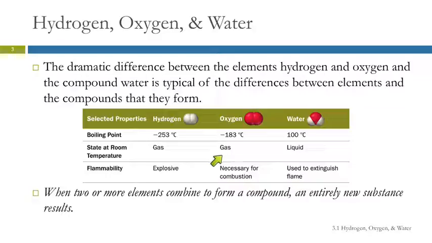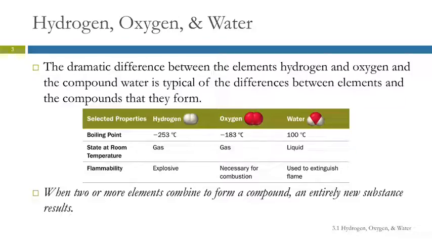Oxygen, also a gas at room temperature, is necessary for combustion. Nothing can burn if you don't have oxygen present. So a mixture of these 2 gases is highly flammable and dangerous. But when we combine them in a compound, we have something that has a boiling point of plus 100 degrees Celsius. It's a liquid at room temperature, and not only is it not flammable, but it's actually useful for extinguishing flames. Right? I mean, what a contrast.